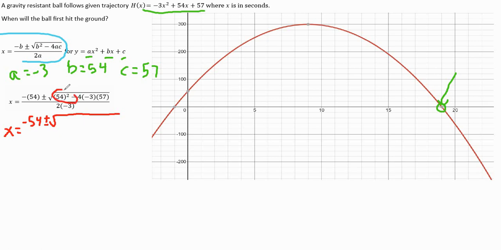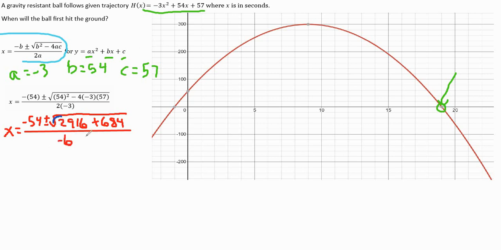Then we have 54 squared. That's 54 times 54, which is 2916. And then we have a negative 4 times a negative 3 times 57, which is a positive 684. So we're going to write a positive or plus 684. And then for the denominator, that's 2 times negative 3, which is negative 6.